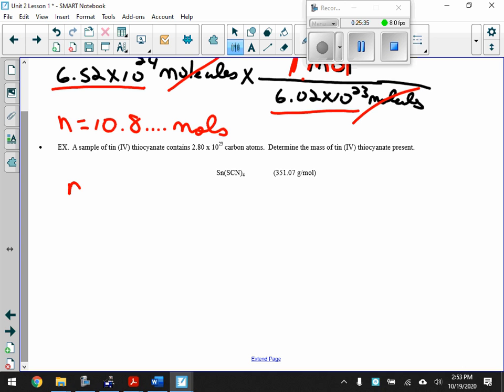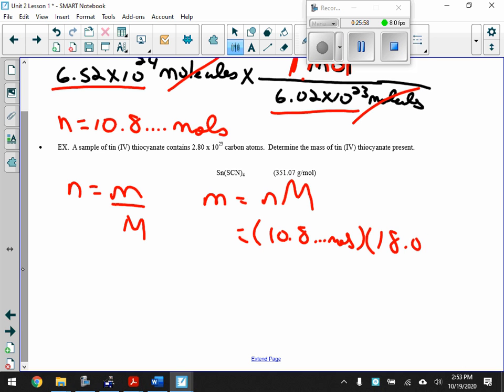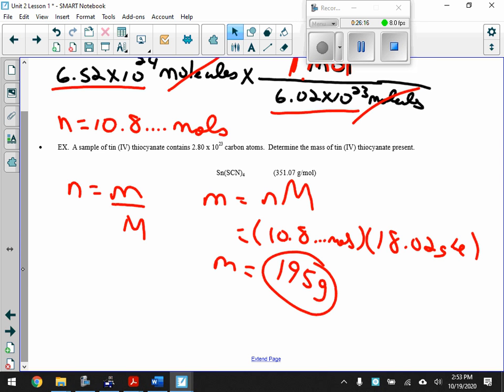So, you guys did this last day. If I'm looking for the mass, I'm going to rearrange it. Multiply both sides by big M, cross that out, and I get that. And look, I have 10.8 moles times the molar mass, 18.02 grams per mole. If you remember way back in the beginning of the question, it was water, 18.02. Multiply those two together, and I'm pretty sure it's 195 grams. All said and done, 3 significant digits.